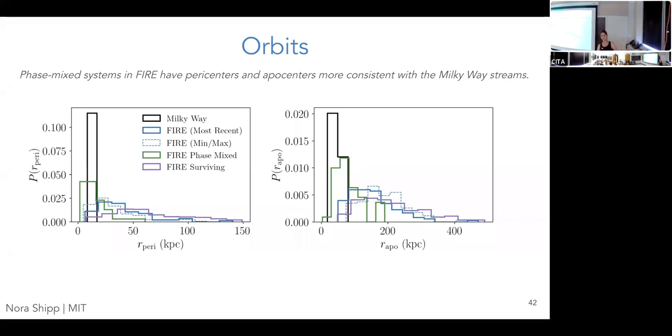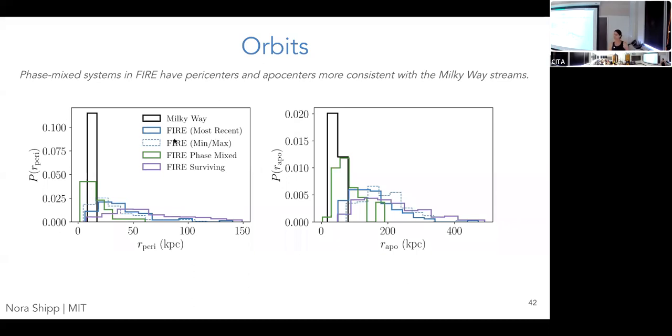Is a solution that maybe your Milky Ways are too massive? It's possible. The lowest mass one is right around 1 × 10¹²,  and the Milky Way is probably a little bit less massive than that. So one of the things we are interested in looking at now is varying the mass of the host galaxy and seeing what effect that has on the orbit. So that's one possible explanation.